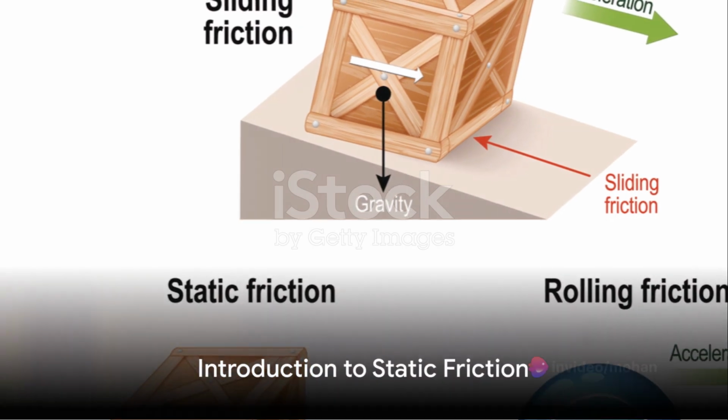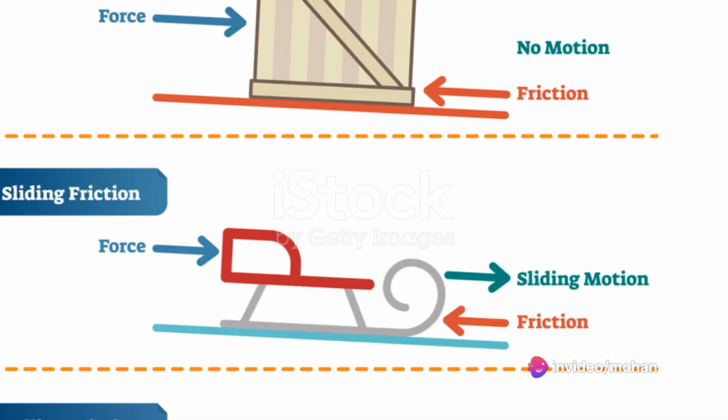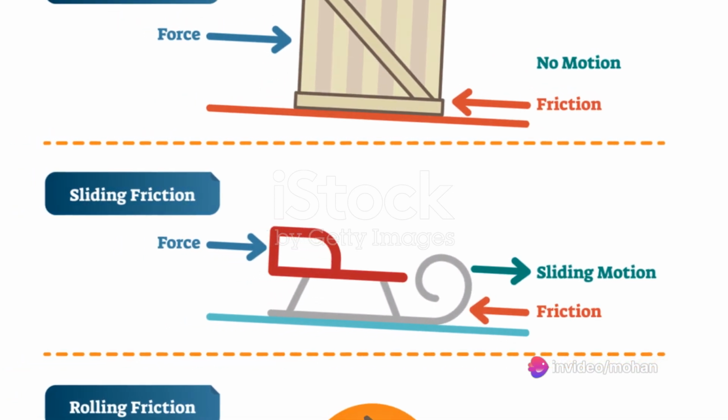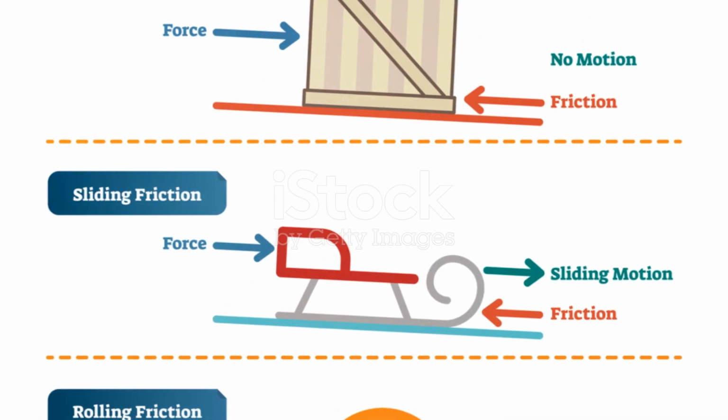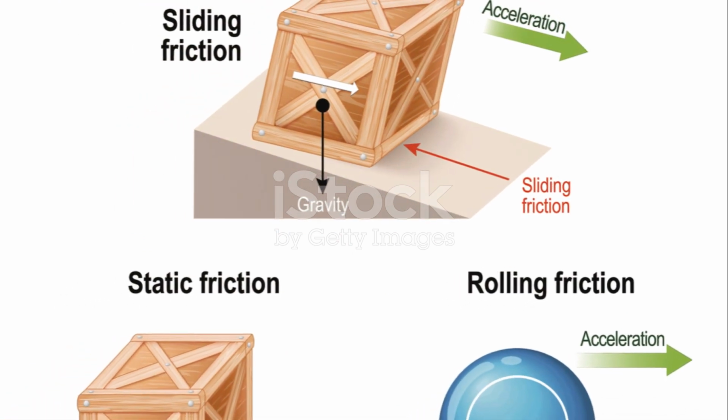Ever wondered why a book doesn't slide off a tilted table? Or why your car doesn't immediately start sliding when you park it on a hill? These seemingly simple observations can be explained by a fundamental concept in physics: static friction.